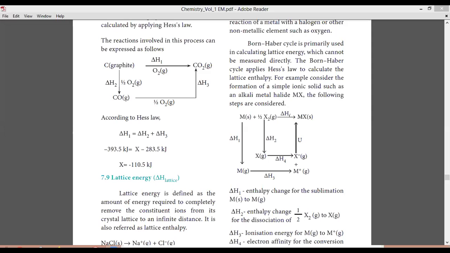So from this it is clear that the delta H lattice value is the energy required to separate Na plus and Cl minus ions from one mole of NaCl.